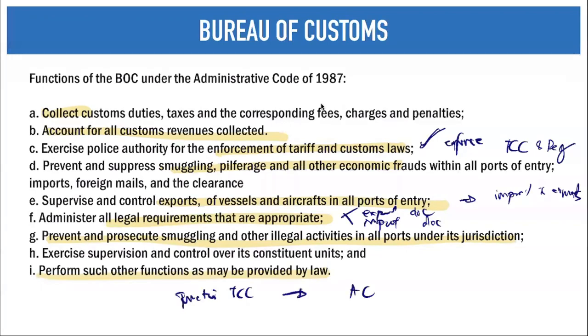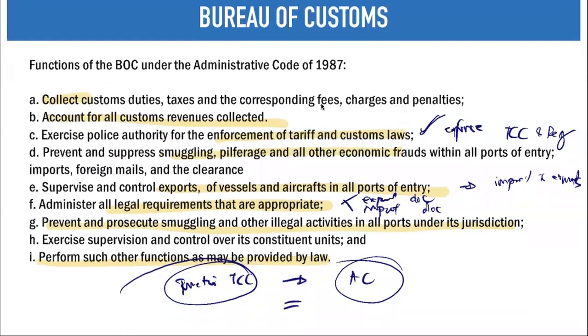So as you can see, the functions provided under the TCC are quite repeated in the administrative code. If it's not repeated, it is only expounded. But it is almost the same. So the functions provided by the TCC and the AC are almost the same. So TCC, Tariffs and Customs Code. AC is your administrative code.